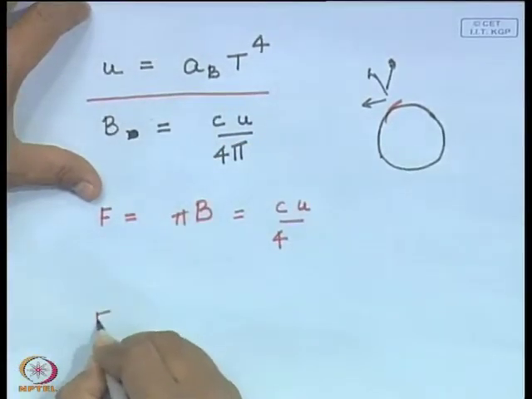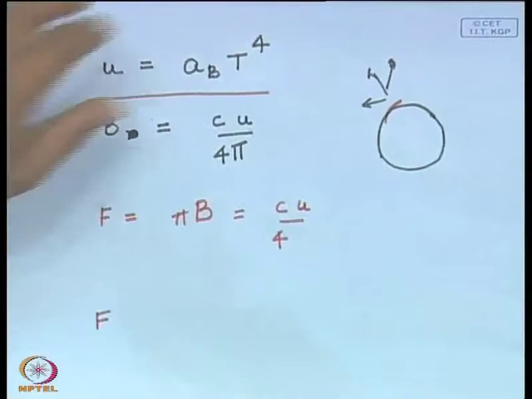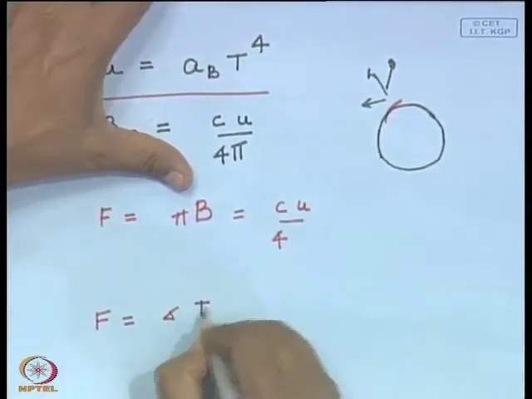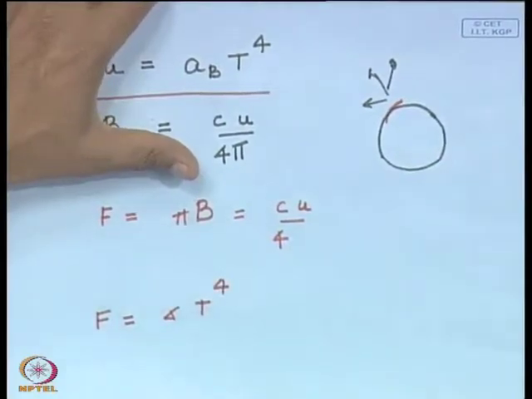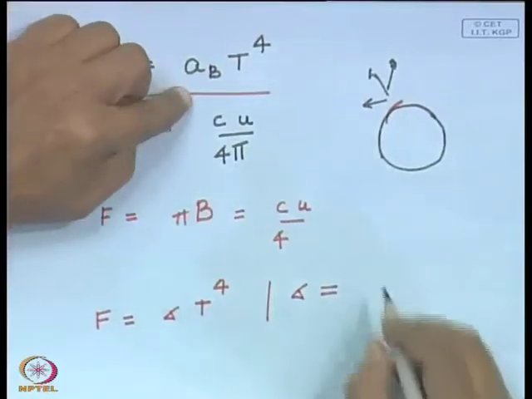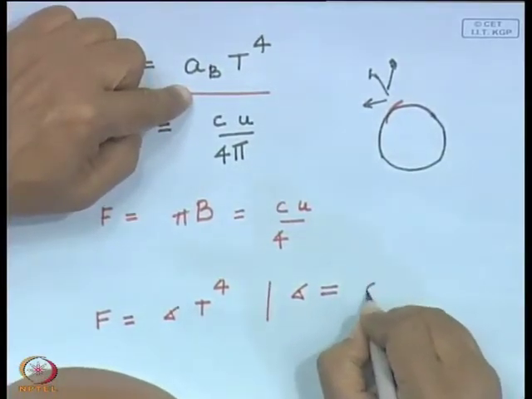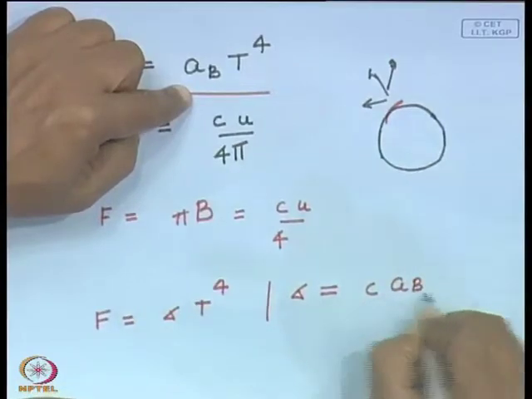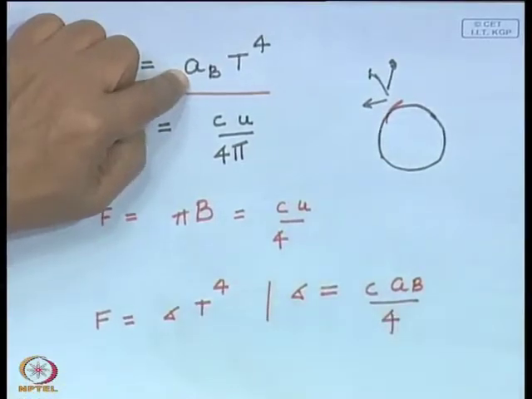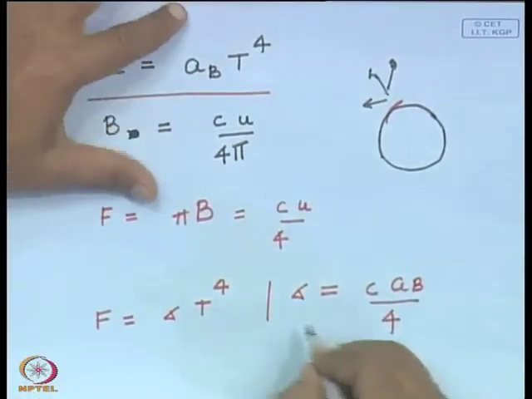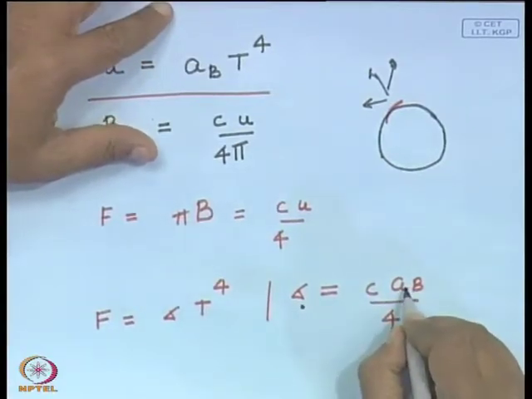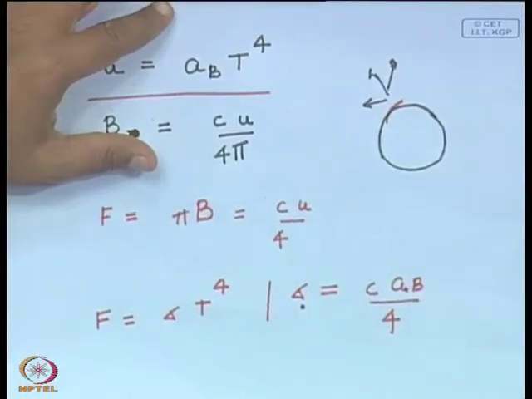The flux of radiation from any surface, the surface of a black body at a temperature T is equal to sigma T to the power 4, where this sigma is equal to C A B by 4, and this is called the Stefan-Boltzmann constant, and this is referred to often as the Stefan's constant. Okay.